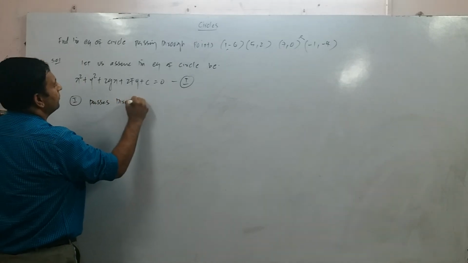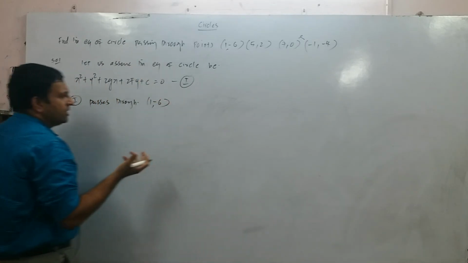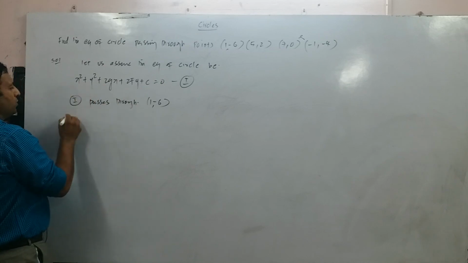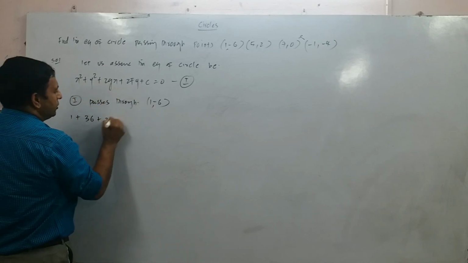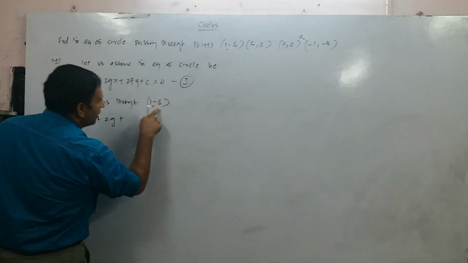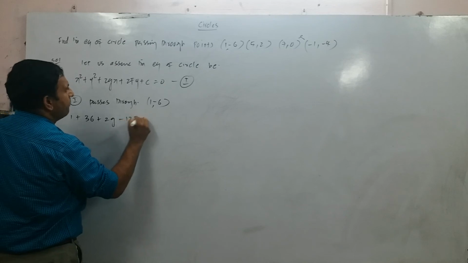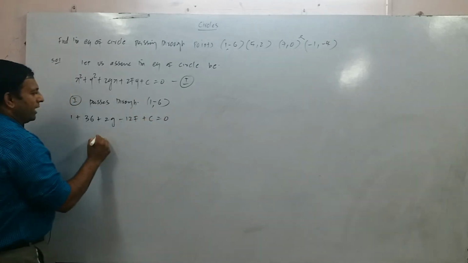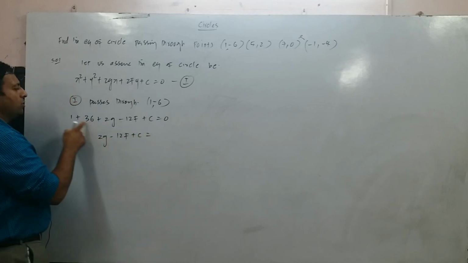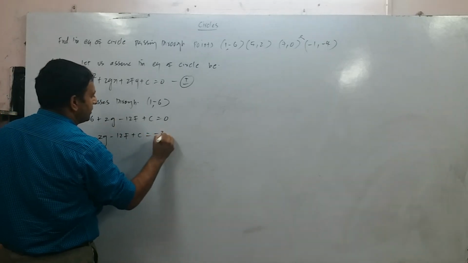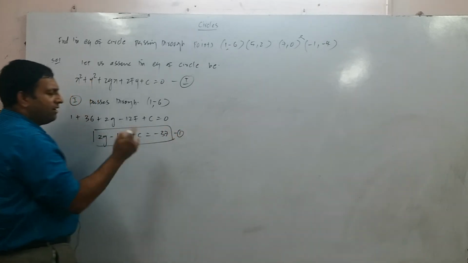I passes through. What is the first point given to you? 1, minus 6. And whenever it is passing through any point, you will substitute. So you will substitute 1 square, minus 6 whole square 36, 2 into g into 1 is 2g, plus 2 into f into y. What is the y value? Minus 6. So 2 into minus 6 is minus 12f plus c is equal to 0. So I will get 2g minus 12f plus c is equal to 36 plus 1, 37, goes the other side, it is minus 37. So now you have an equation in terms of g, f and c, right?